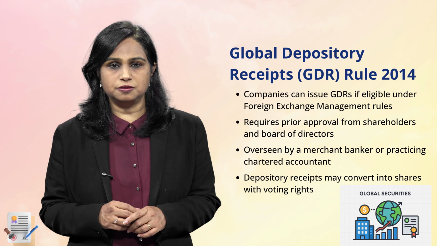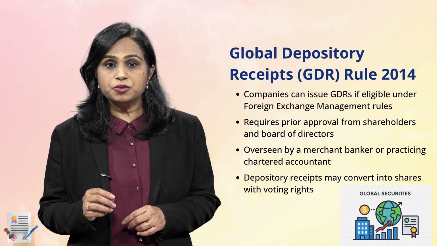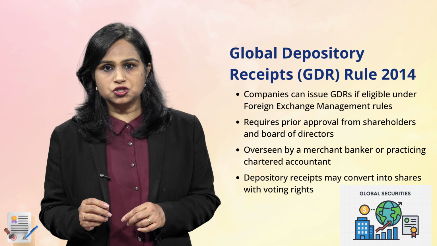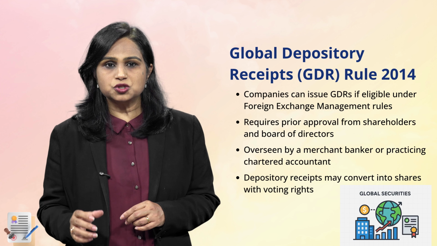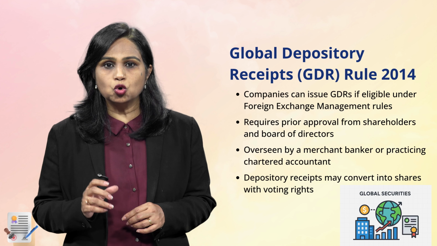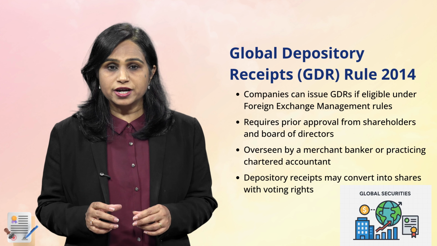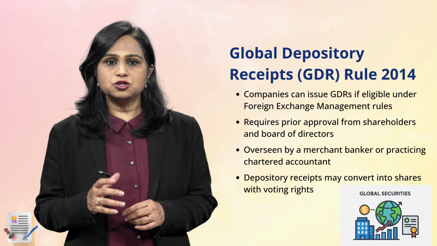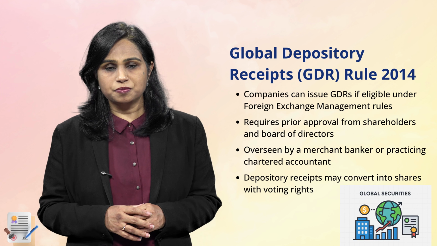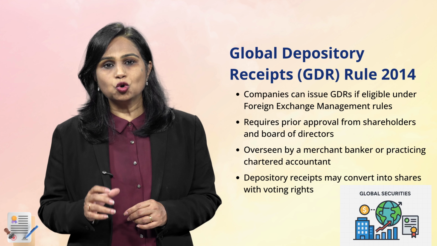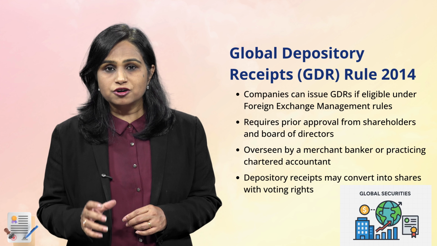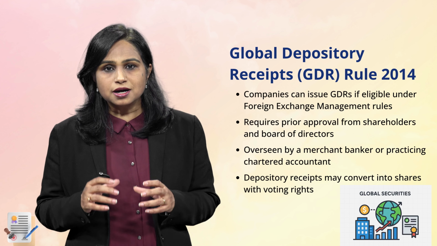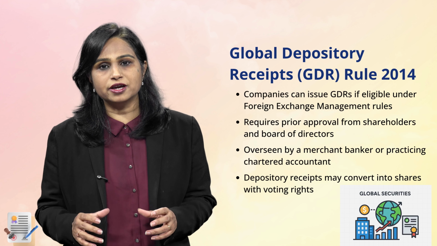Companies Act 2013. SEBI has issued Companies Rule 2014 related to the issue of global depository receipts. According to this rule, a company may issue global depository receipts provided it is eligible to do so as per the foreign exchange management rules. According to SEBI, if a company wants to issue global depository receipts, then first it should take prior approval from its shareholders and pass a resolution in the meeting of board of directors.